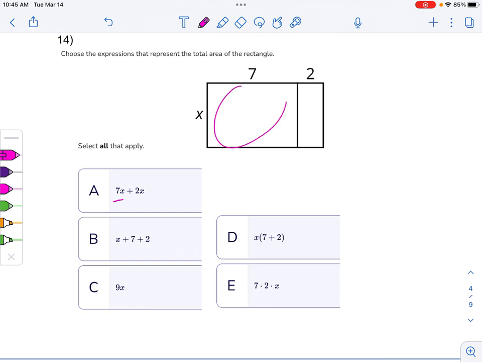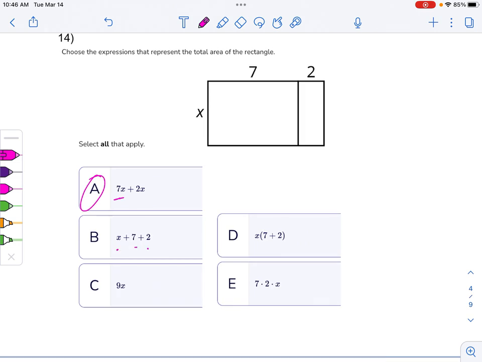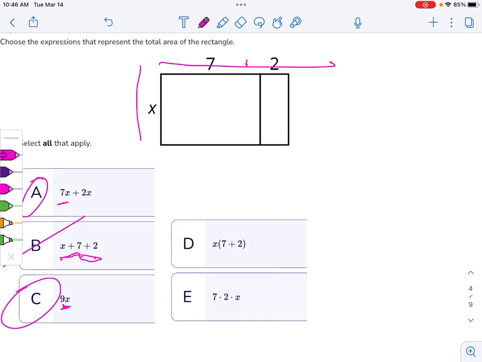Okay, 7 times x, which is that. 2 times x, which is that. I'm going to add them together. Yep, that works. A works. X plus, okay, we're just starting to feel like perimeter again, but it's not even perimeter, so that does not work. 9x, this would work if it's x times, and if this all the way across equaled 9, so 7 plus 2 is, yep, worked.